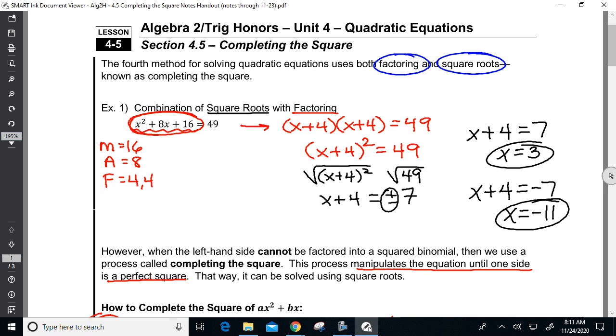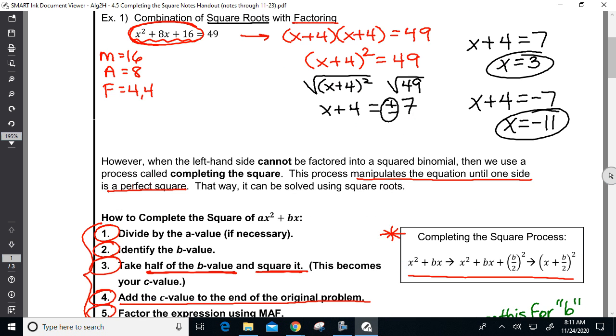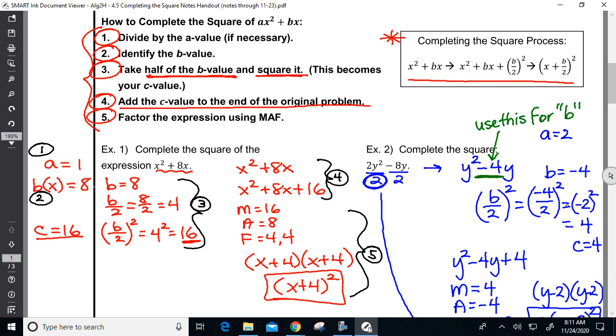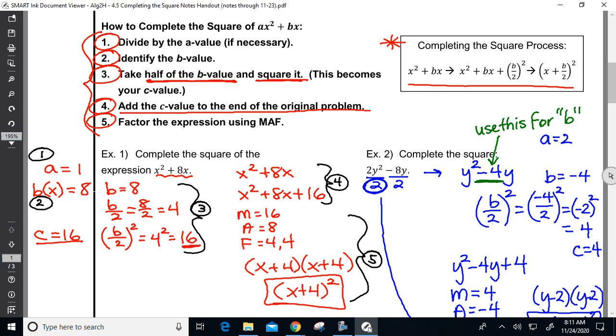But that's not going to work out all the time. So that's when we were introduced to the concept of completing the square. That's when you divide by the a value, take half of the b value and square it, attach it to the end of the problem, and then factor it. So that's the process of completing the square. We use that process to then actually solve the equation.